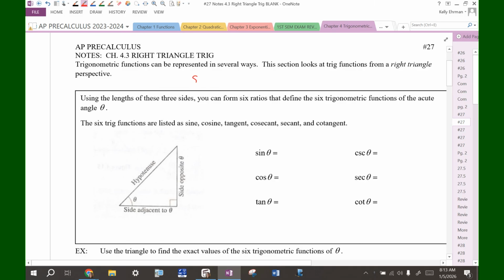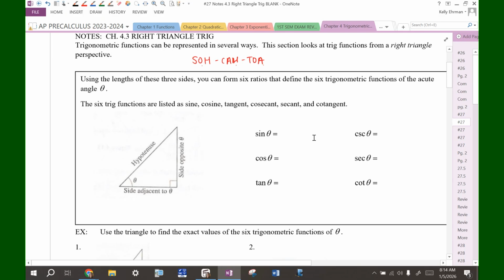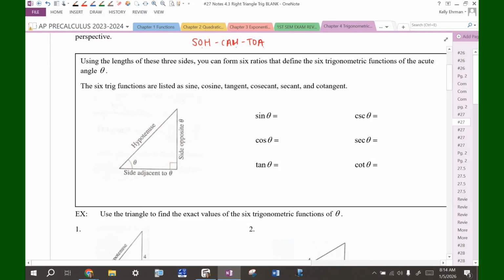So like I said, remember SOHCAHTOA. And if you don't remember that, I'm going to explain what that is. This was the quick little way to remember the relationship between sine, cosine, and tangent and the sides of a triangle. Using the lengths of the three sides of a right triangle, you can form 6 ratios, more than just sine, cosine, and tangent, to define the 6 trig functions when we're looking at some acute angle theta.